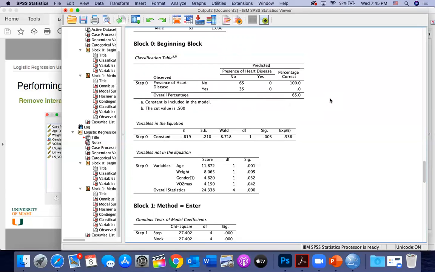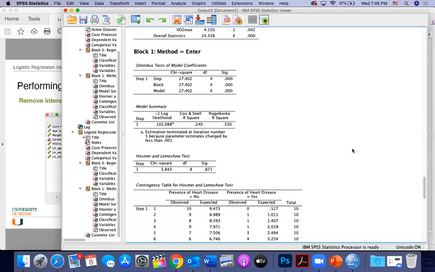In the second model, we want to look at whether this 65% was improved when we added our independent variables. This block is not very informative about our original model. So this is the only thing that you want to know about this part of the output.